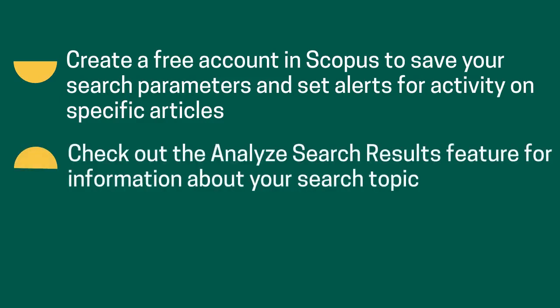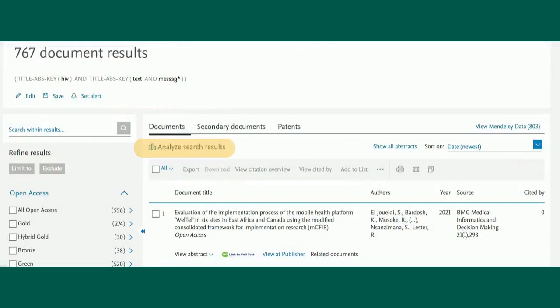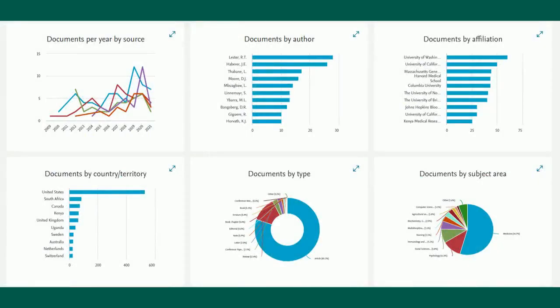Another tip while you're using Scopus is you can check out the search analysis tool to see categories like most frequent geographical location to publish on this topic, most common journals, most common funders, and most common authors. The most common journals feature is especially helpful if you're looking for possible journals that would be interested in publishing your research.